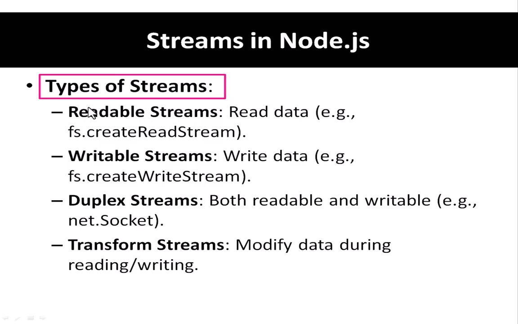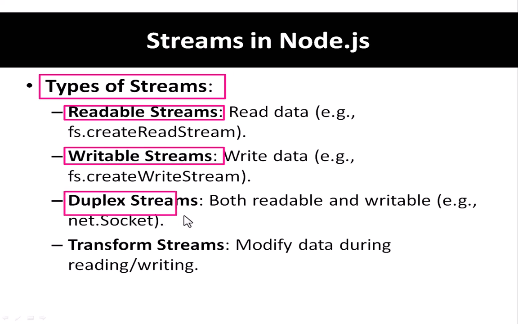Next, streams in Node.js. Here we have different types of streams: readable stream, writable stream, duplex stream, and transform stream. A readable stream has read permissions. You can read the data, but you cannot modify it. In writable streams, you can write and modify the content inside the data. A duplex stream is a two-way pipe. You can read or write the content of the file. And transform streams, where you can modify the data while reading or writing.